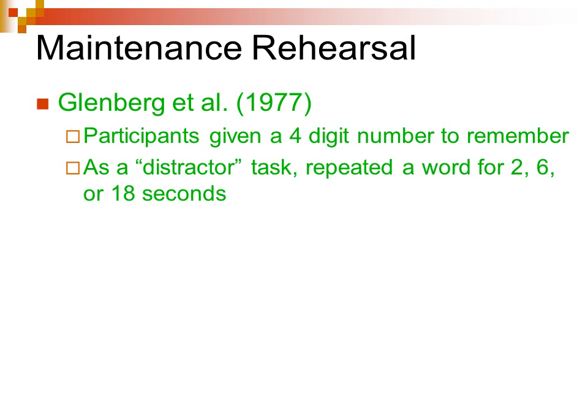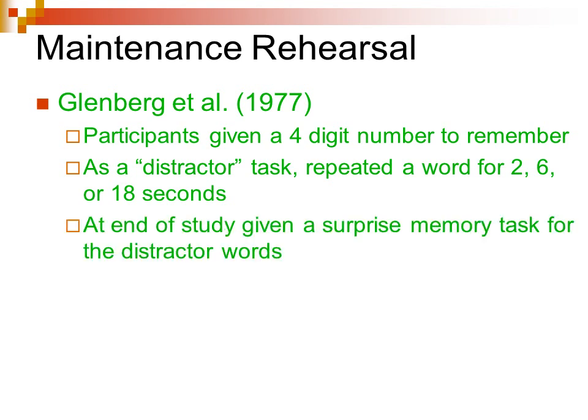In this study, participants were given a 4-digit number that they were told to remember, and then as a distractor task, they were told to repeat a word for 2, 6, or 18 seconds, and they were given various words to repeat for these different lengths of time. At the end of the study, participants were given a surprise memory task for these so-called distractor words. That is, in reality, the actual purpose of the study was to determine how well participants could remember the repeated words as a function of the amount of rehearsal time.